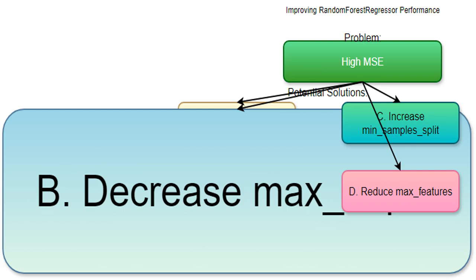Here, I'm reducing the maximum depth of each tree. A shallower tree is simpler and less likely to overfit the training data. Overfitting means the model learns the training data too well, and it doesn't generalize well to new, unseen data. It's like memorizing the answers to a test instead of truly understanding the material. You'll do poorly on a new test.